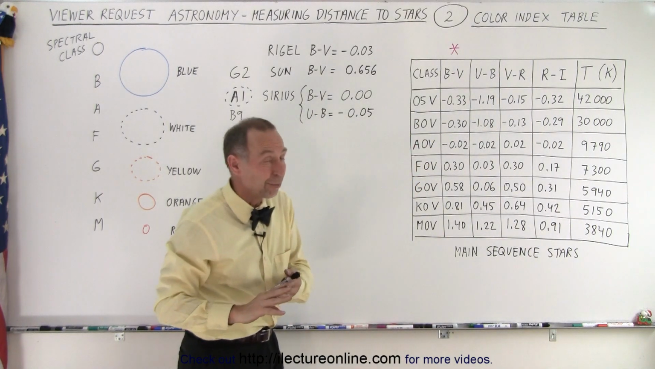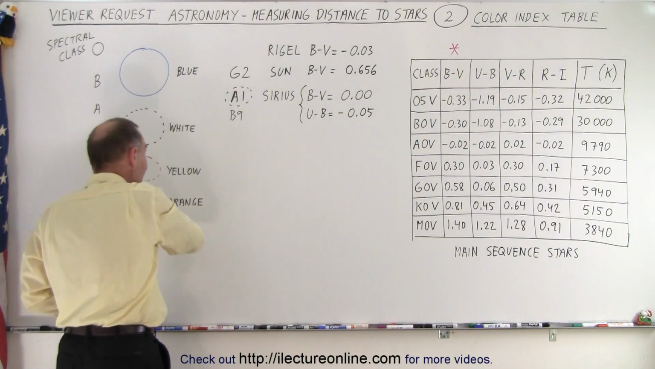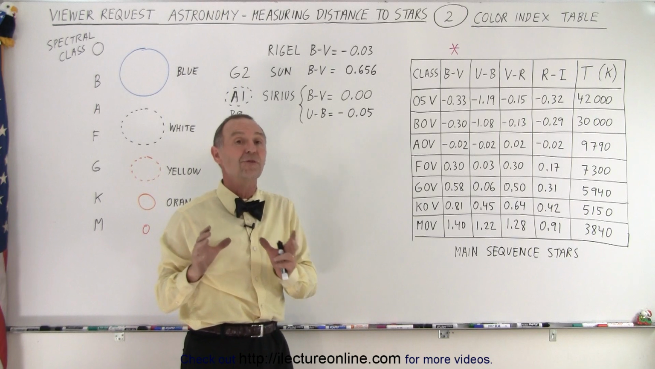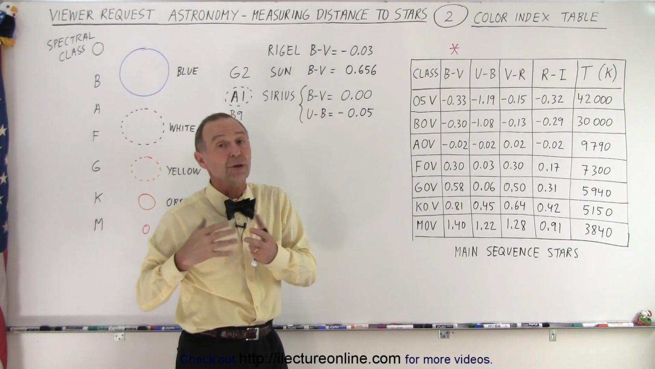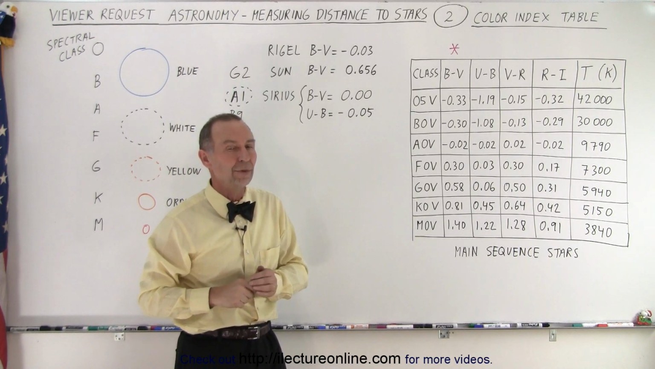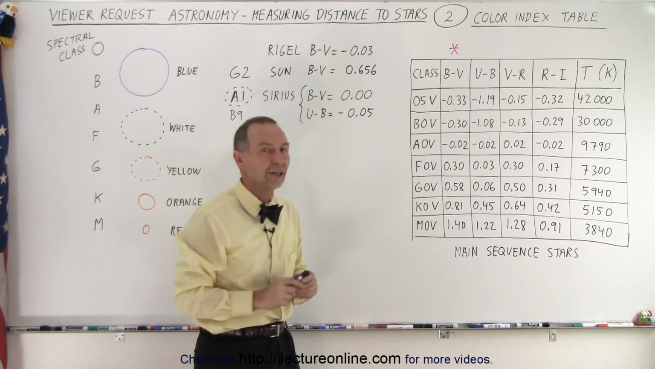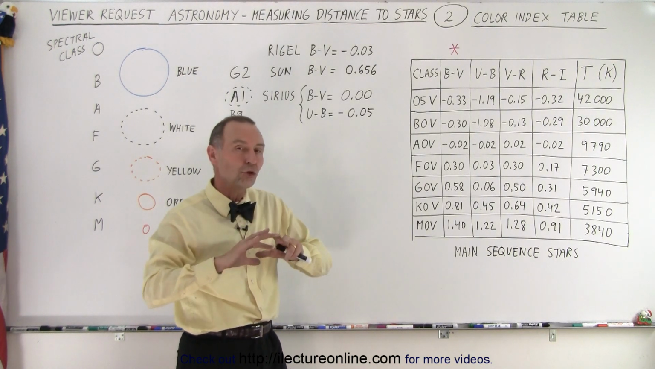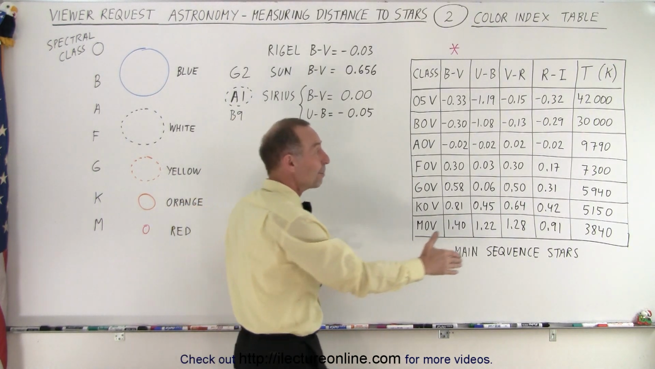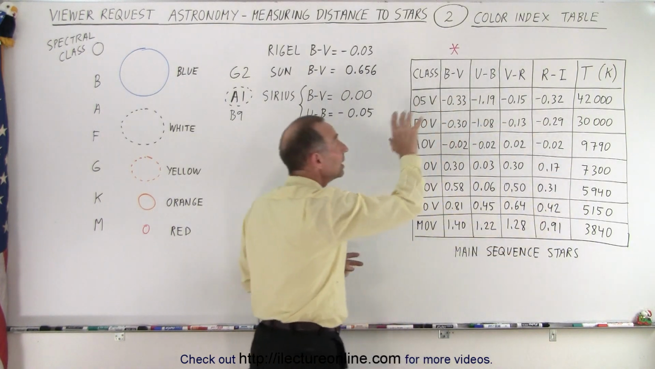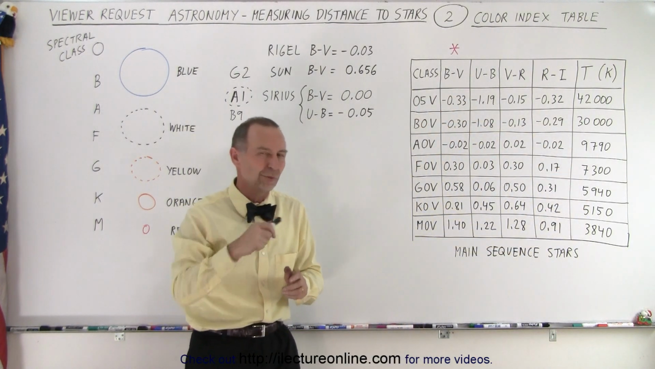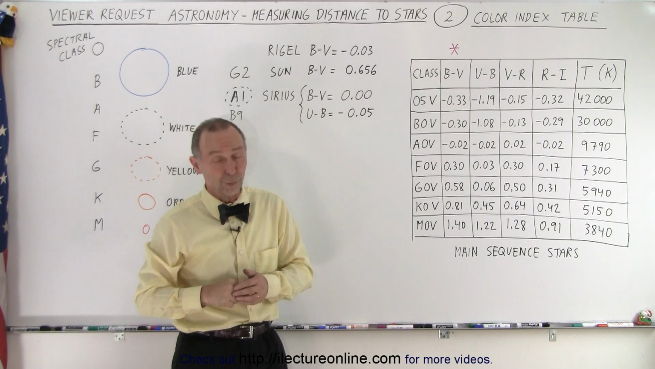Once we know the surface temperature and we know the spectral class of the star, then it becomes very easy to come up with the luminosity using the HR diagram. So that's where we're going to go next. But before we do that, we should also show you a way in which the temperatures are calculated from the color index table. So stay tuned and we'll show you how to do that as well.